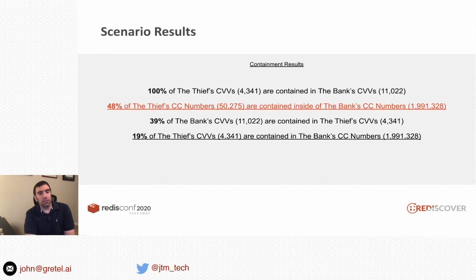And then finally, we get a containment score here showing that 19% of the thief's CVVs are contained in the bank's credit card numbers. So this is that wildly different cardinality size kicking in here. Now we're looking at a cardinality of 4,000 compared with about 2 million. So this is where you're going to see a false positive come into play. But on the other hand, it gives you a really low containment score. And this is way more than 40 times the size of the other set when we're comparing 2 million to 4,000. So you can reasonably say this is probably a false positive, and we won't even pay attention to it.